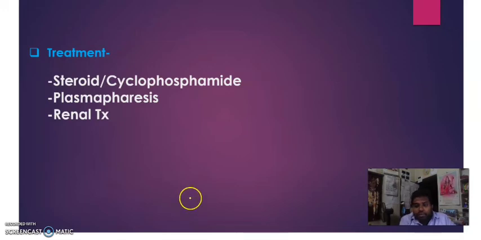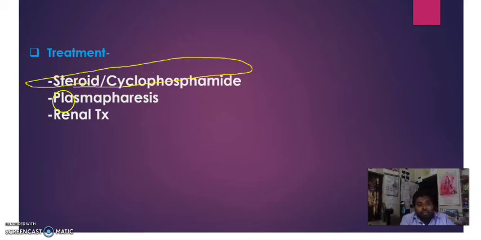So treatment of rapidly progressing renal failure, when the kidney is salvageable: steroids and cyclophosphamide can be given. Plasmapheresis or plasma exchange therapy might be done, and renal transplant is also done in some cases. So that's the topic of RPGN.